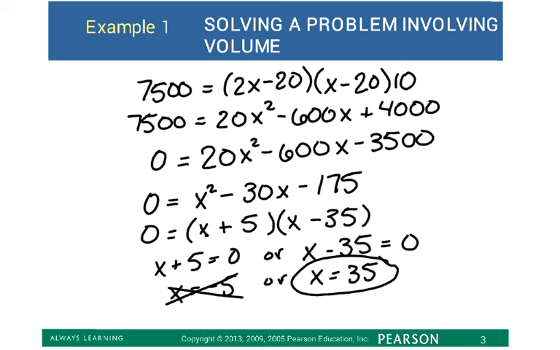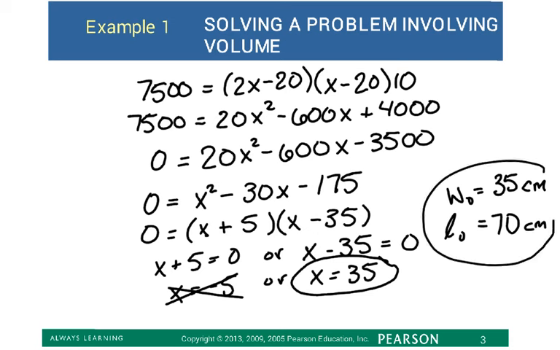And so the dimensions of the metal piece, the original piece that we were given at the beginning of the problem, we said let the original width be equal to x. Well, x is 35 is what we just found, and that's in centimeters. And then our original length was 2x, so multiply 35 by 2, we get 70 centimeters. And there we go. We found the original dimensions of our metal sheet.